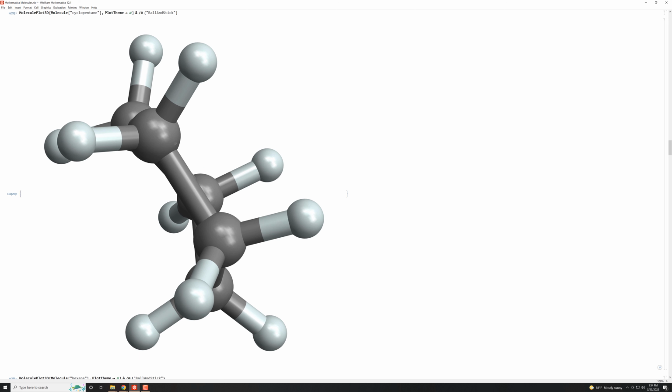All right, so what is the molecular formula here? 1, 2, 3, 4 carbons. And then we have 8 hydrogens, 9, 10. 10 hydrogens, like this. All right, what would be the condensed formula?